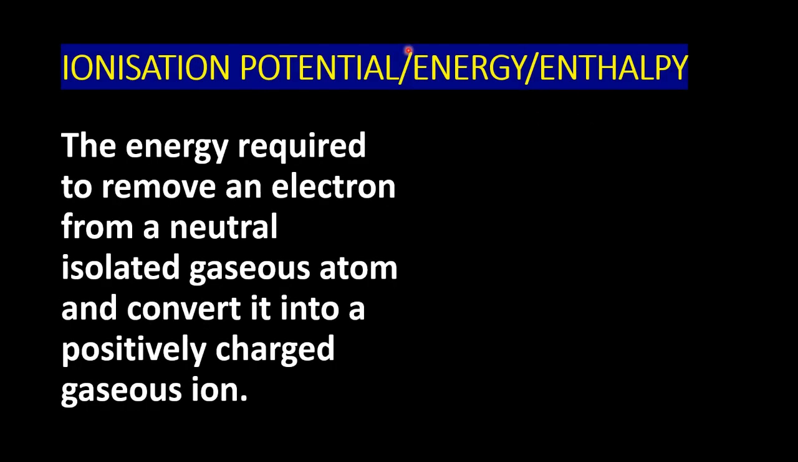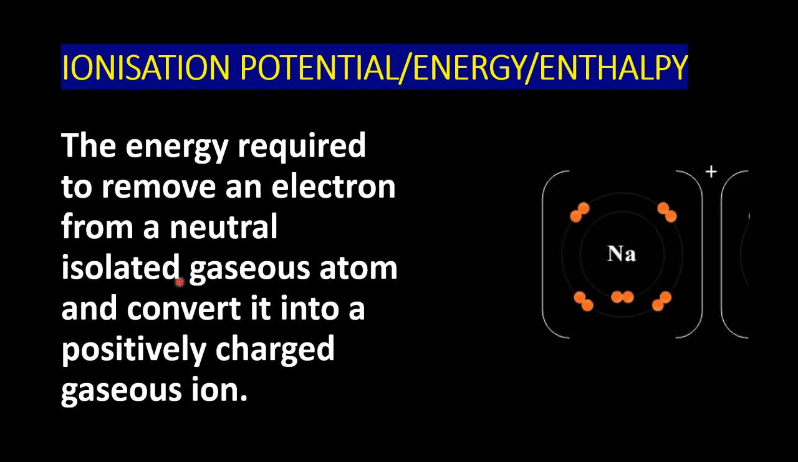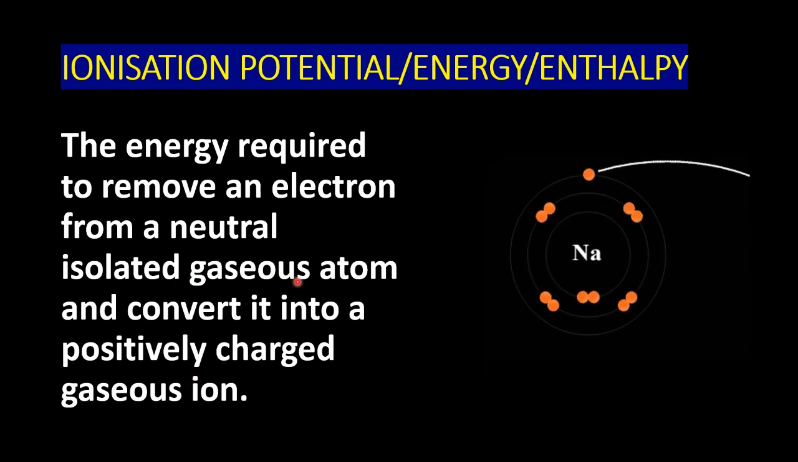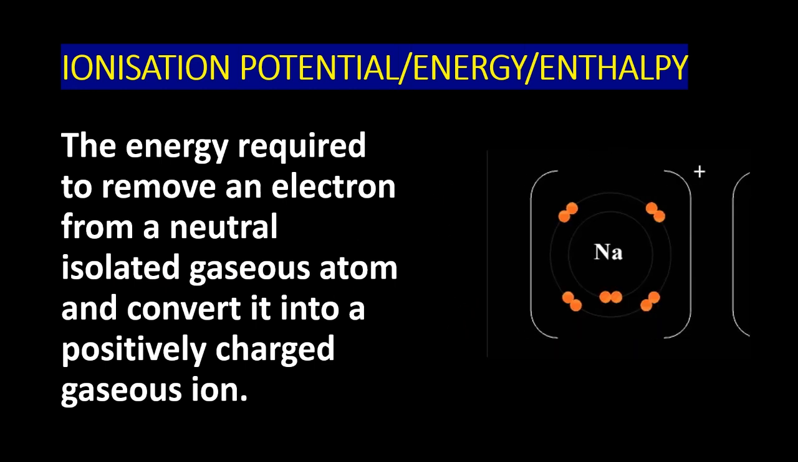Then ionization potential, which is also known as ionization energy, ionization enthalpy. When you see the energy required, remember that it is ionization potential: the energy required to remove an electron from a neutral isolated gaseous atom. So remember this definition. When you remove an electron, what will it form? It will form a positively charged gaseous ion. So again, it should be a neutral isolated gaseous atom, a single atom.